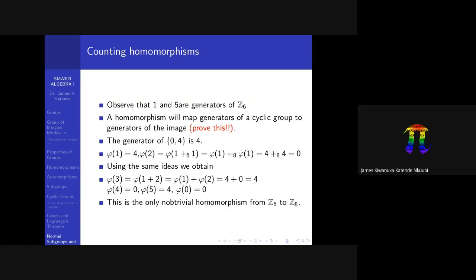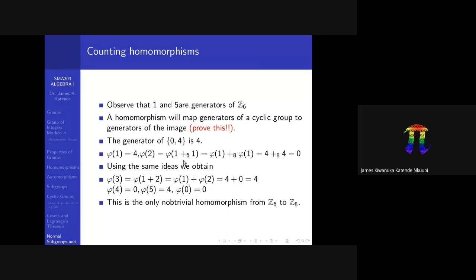Now this was a simple example. Sometimes the image may have more. Here we picked an example where the image has only one generator, which is 4. So if you have another example where the image has more than one generator, you can pick any of the generators at random and send one of the generators in the domain onto that generator and compute the images of all the remaining elements using these properties of homomorphisms.